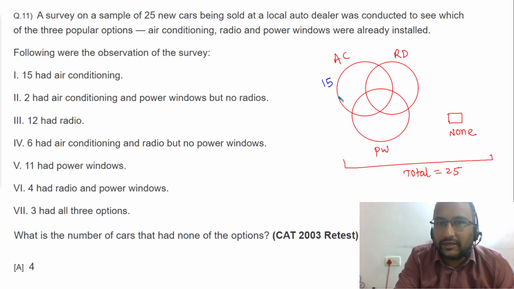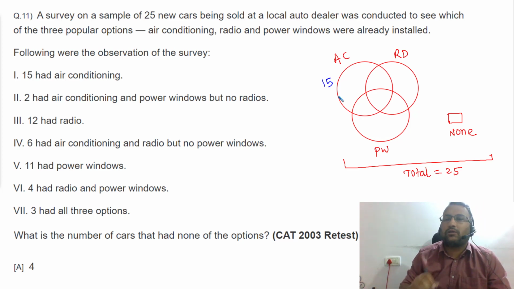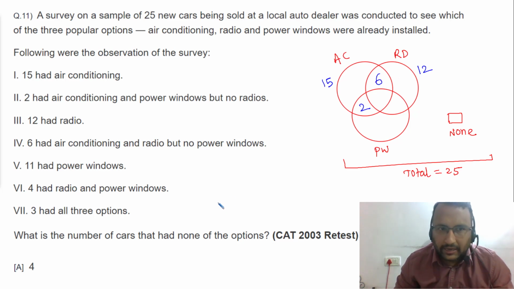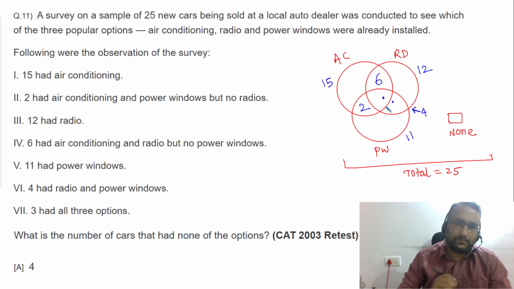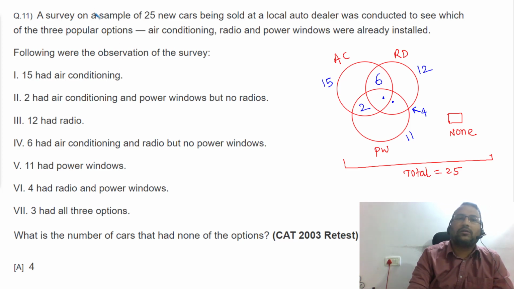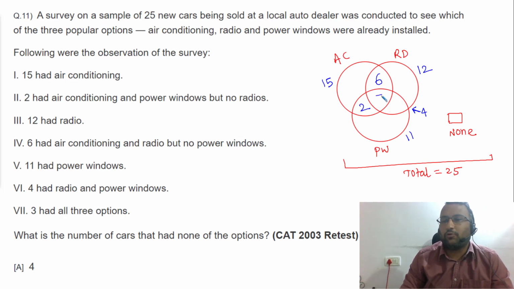2 had air conditioning and power window but not radio. So 2 will come over here. 12 had radio. The value of radio circle is 12. 6 had air conditioning and radio but not power windows, means 6 will come over here. 11 had power windows. 4 had radio and power windows. The value of this region, the sum of these two portions, is equal to 4. 3 had all three options. The value of this portion is 3.